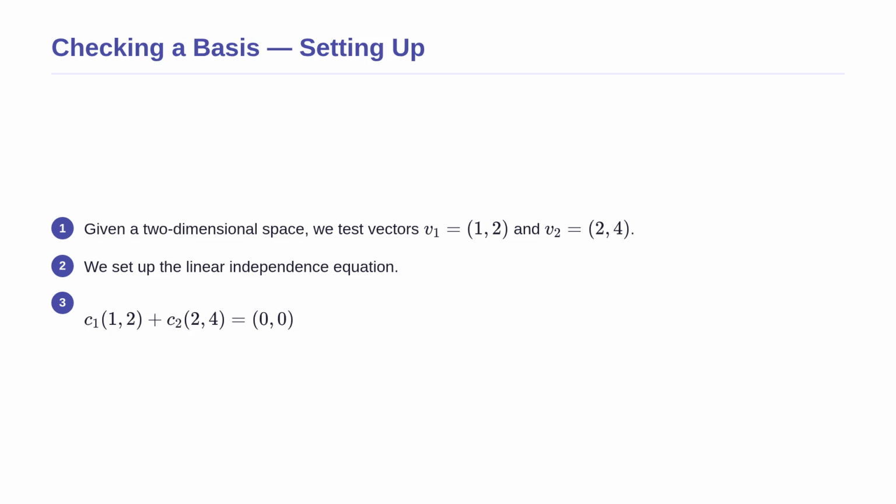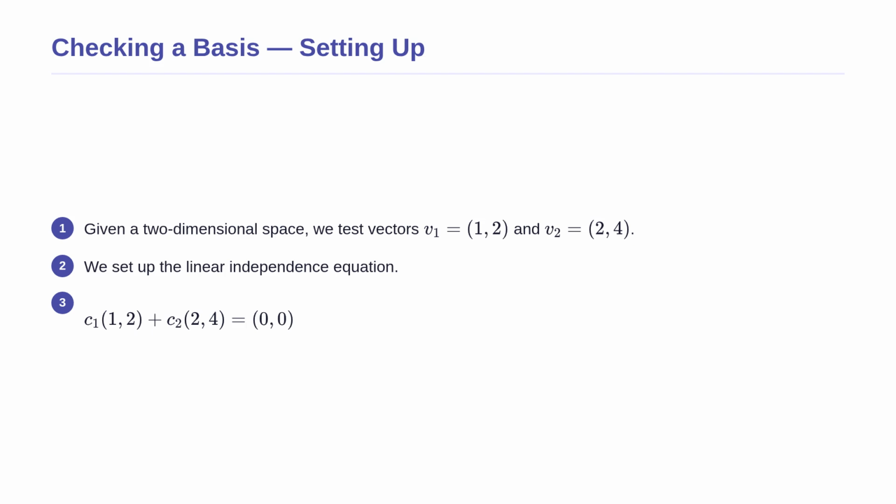Before we move on to new concepts, let us see this independence formula in action with a concrete example. We are working in a standard two-dimensional space, and we are handed a set of two vectors. v1 is (1, 2) and v2 is (2, 4). We are asked to determine if this set forms a valid basis. Since a two-dimensional space requires exactly two vectors, we only need to check if they are linearly independent. If they are, they automatically span the space.